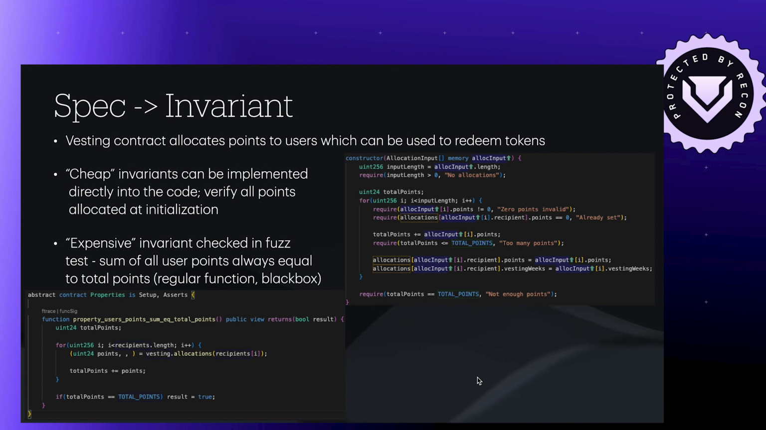So this vesting contract allocates points to users, which can be used to redeem tokens. You can think of VCs, team members, and investors: the project goes live, and they have to wait to get their tokens before they can get some exit liquidity from retail. So anyway, there's a vesting contract that handles all this stuff.